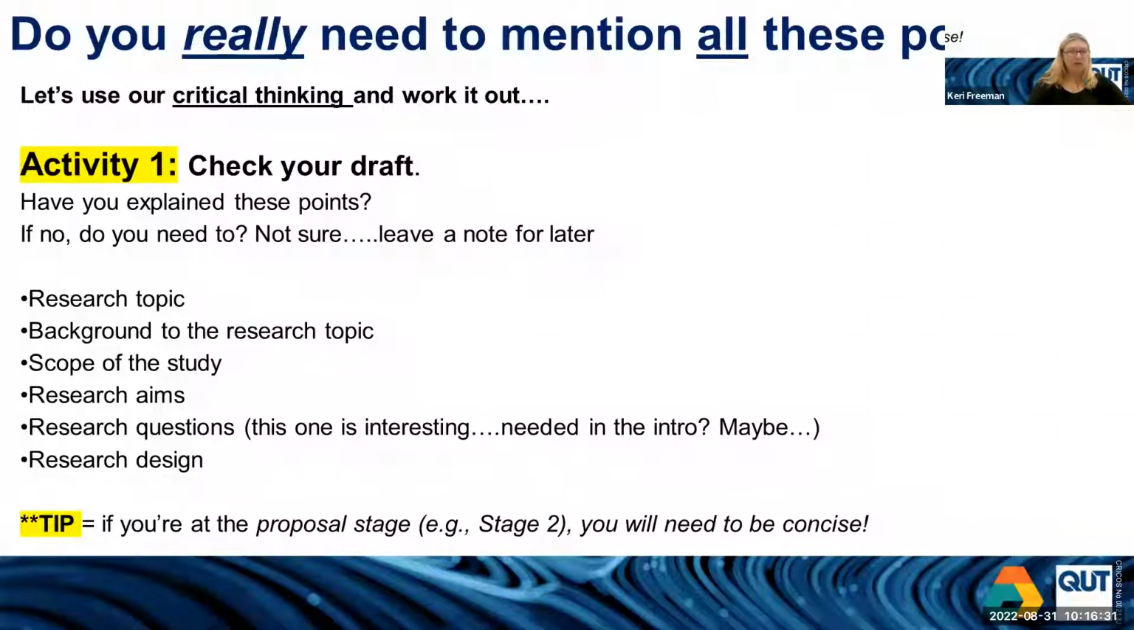You can put them in, and also don't forget your supervisory team will have a perspective about whether you put them in there as well. So this is one of those ones where there's potentially no right or wrong as to whether the research question should be in chapter 1.